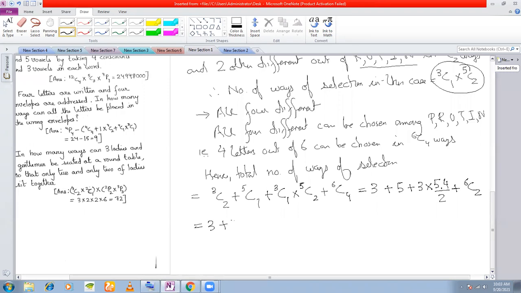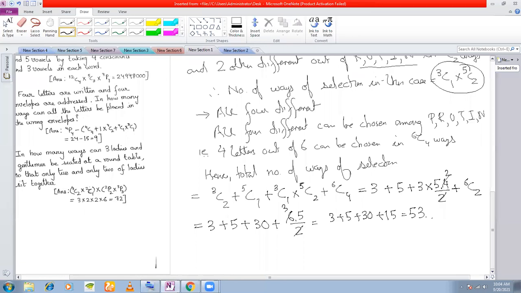3 plus 5 plus, can cancel here to get 30. And plus 6C2. 6C2 is 6 into 5 by factorial 2. So you get 3 plus 5 plus 30 plus 15, which is equal to 53. So you can select 4 letters out of the letters of the word proportion in 53 ways.